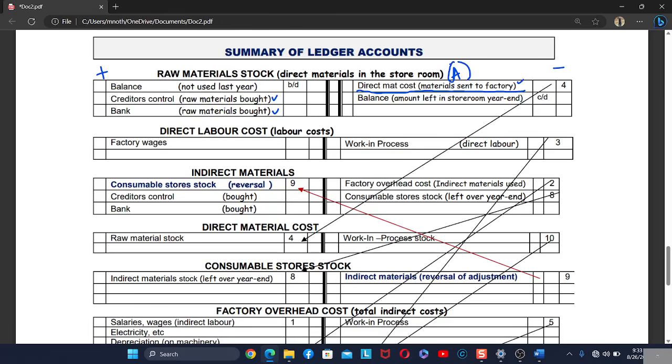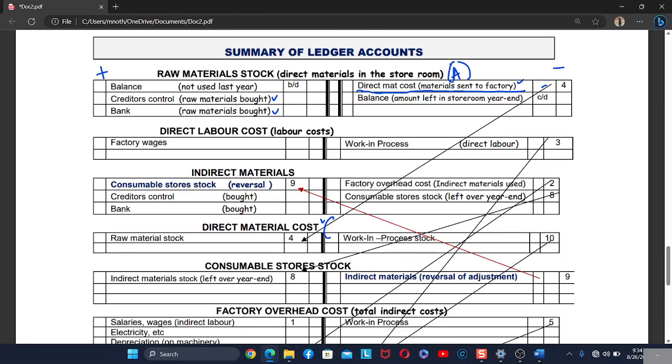So it has to decrease on the credit side. We are sending the direct material to the factory. The first thing that we do is we must transfer it to the direct material cost. As we know, direct material cost is an expense that is directly involved in the manufacturing of the product, right? So we transfer it to the direct material cost, right?